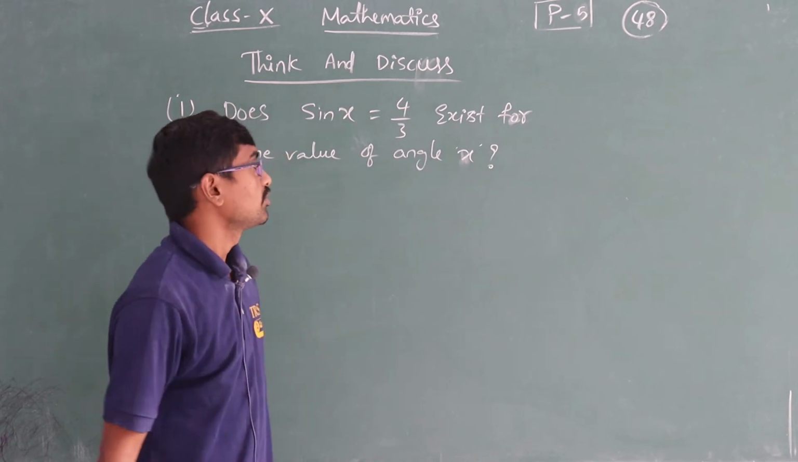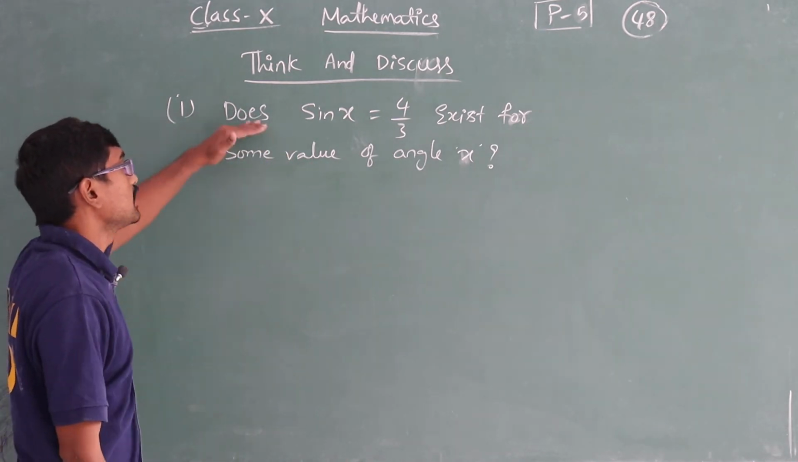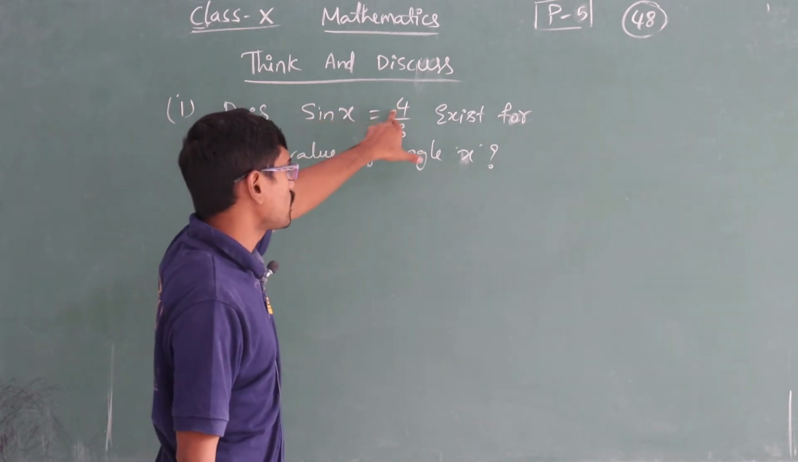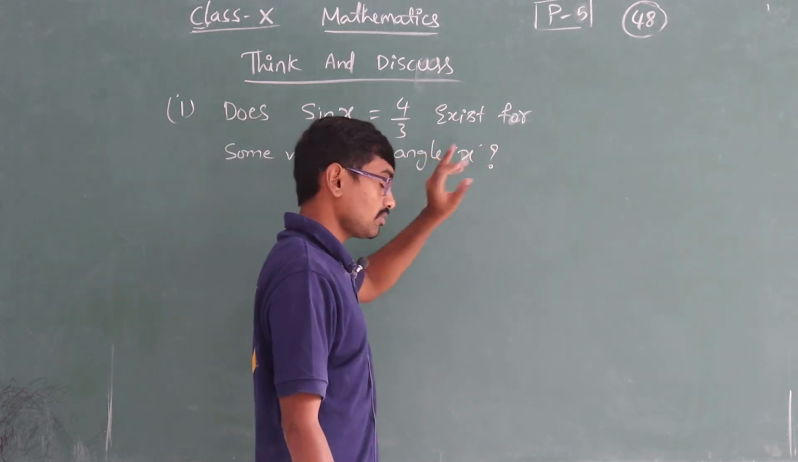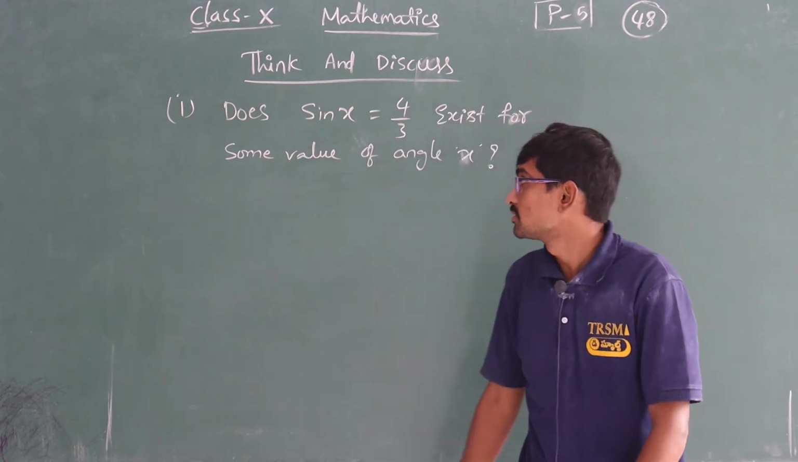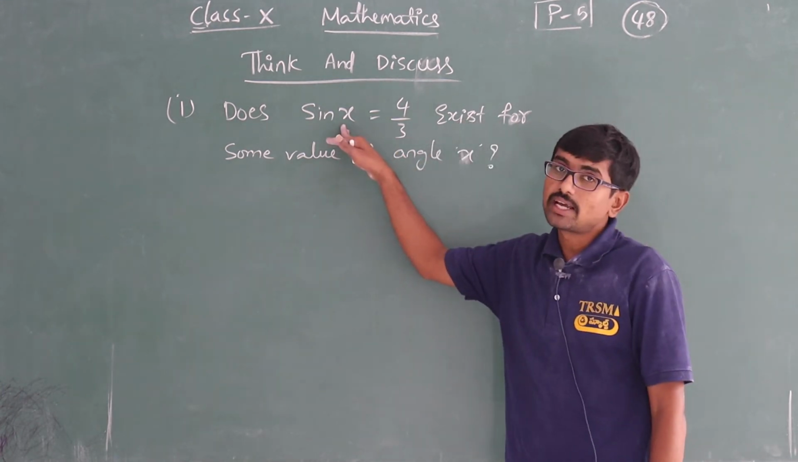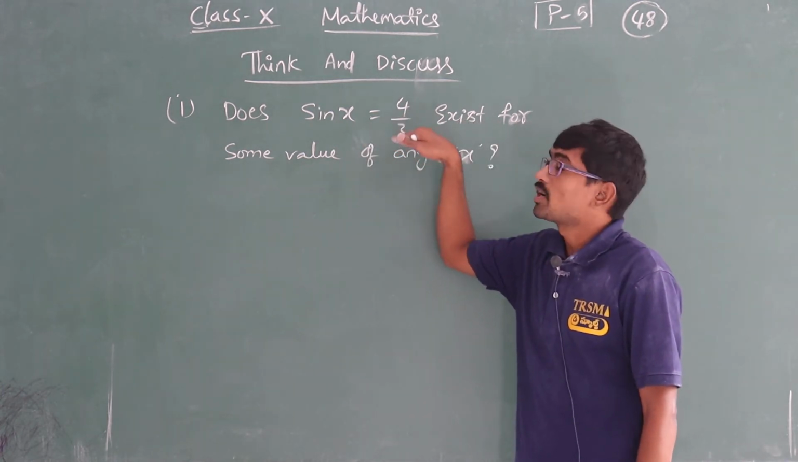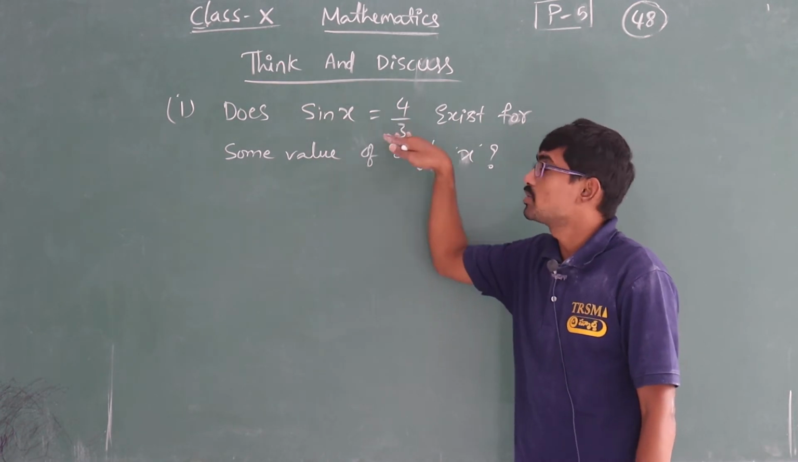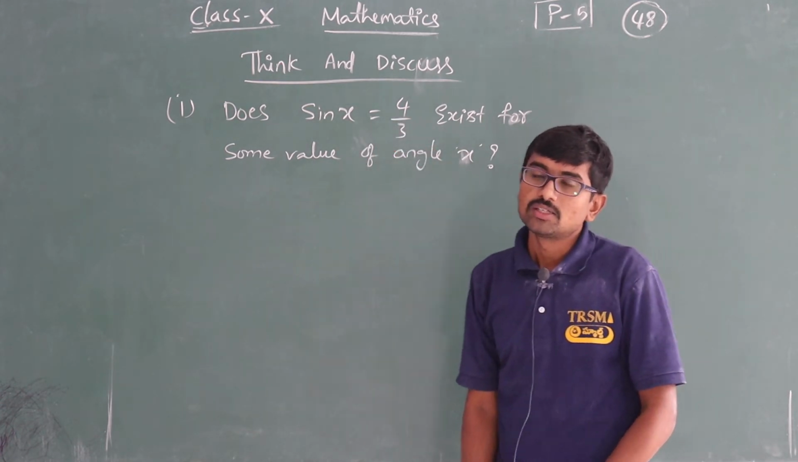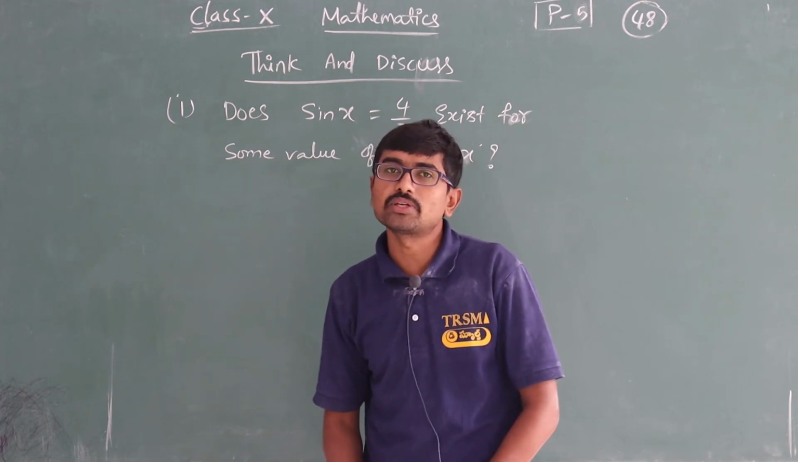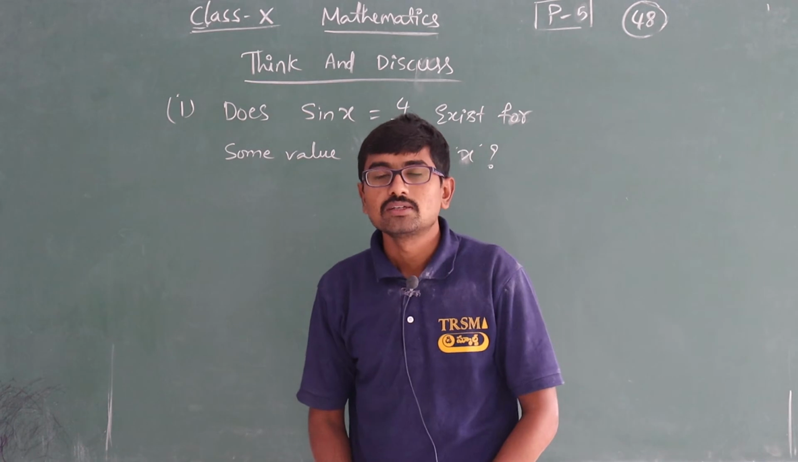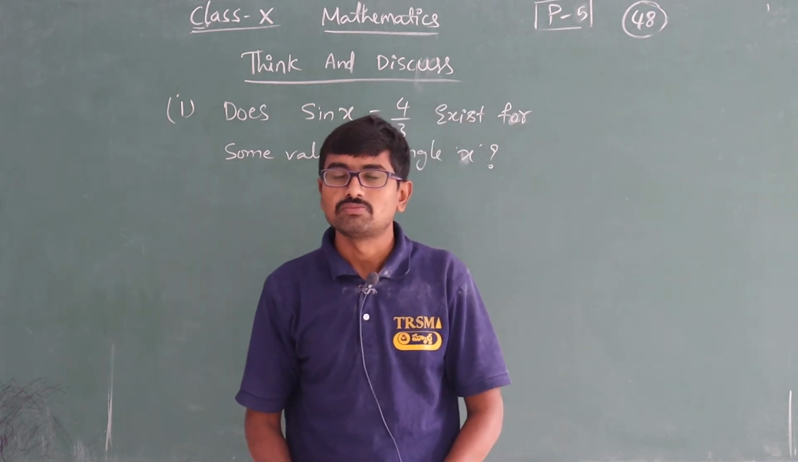So what does the first question say? Does sin x equal to 4 by 3 exist for some value of an acute angle x? Here, is it possible to write sin x equal to 4 by 3? Okay, your time starts now. Think for 10 seconds. I am giving you 10 seconds.